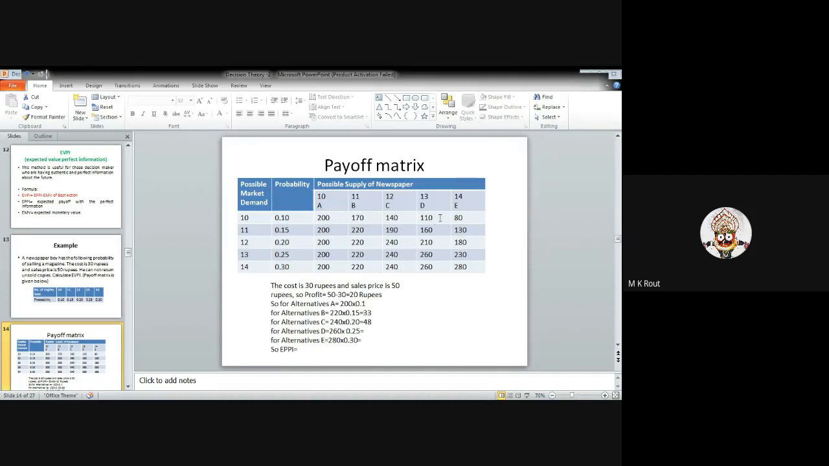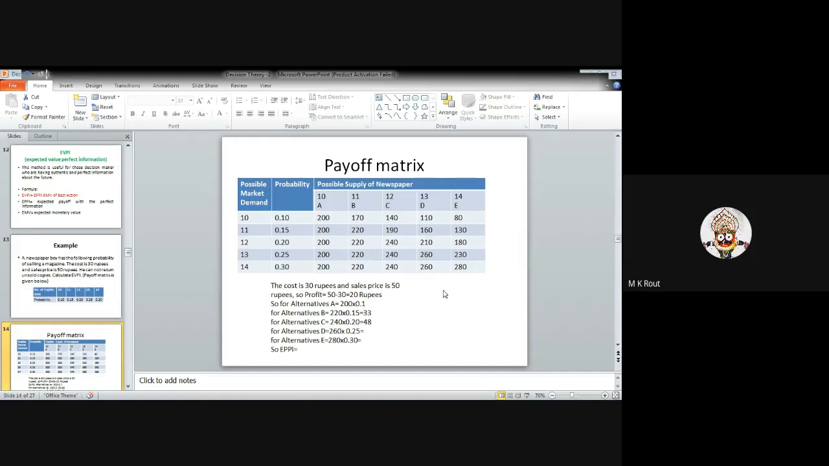Similarly, in the D column, we have 110, 160, 210, 260. In the last column, E, we have 80, 130, 180, 230, and 280. In this case, first you have to calculate the profit. The cost of the magazines is 30 rupees and the selling price is 50. The total profit is 50 minus 30, which equals 20 rupees.